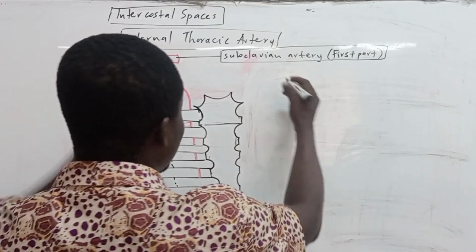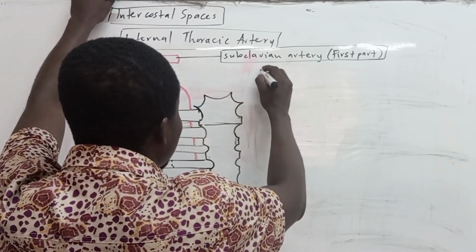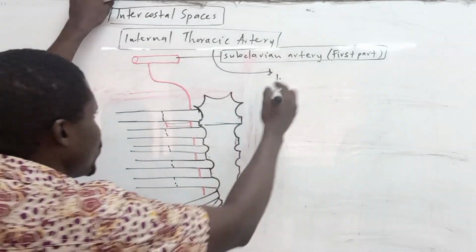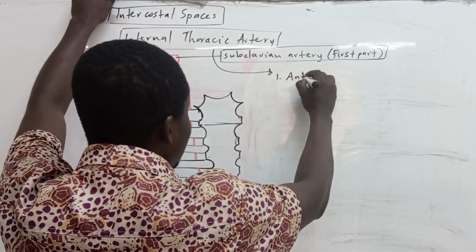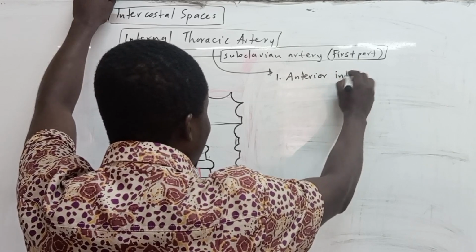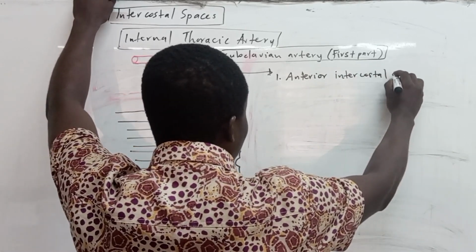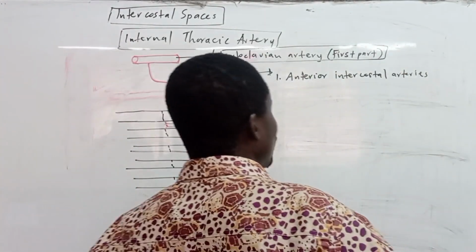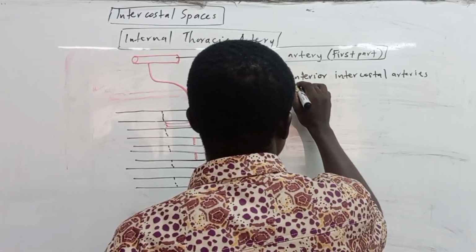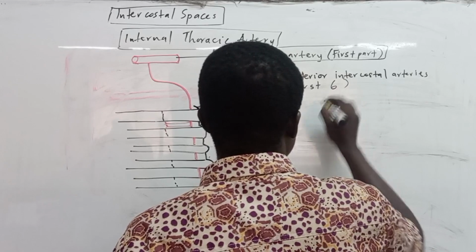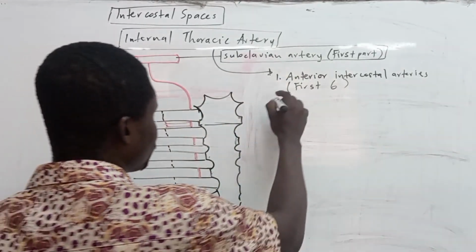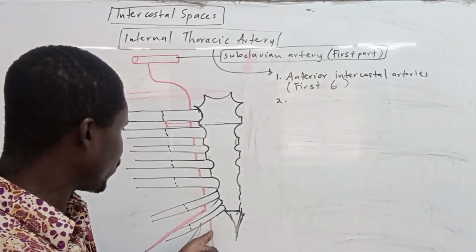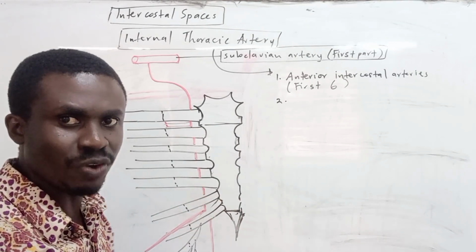Yes. Now for now, let's look at the branches coming from this internal thoracic artery. What are those branches that we are going to talk about? Number 1, we've seen that it will be giving off all these anterior intercostal arteries. But you need to be mindful up to what level. We are talking about the first 6 anterior intercostal arteries. Now, as this artery moves down, it's going to give off 2 terminal branches.